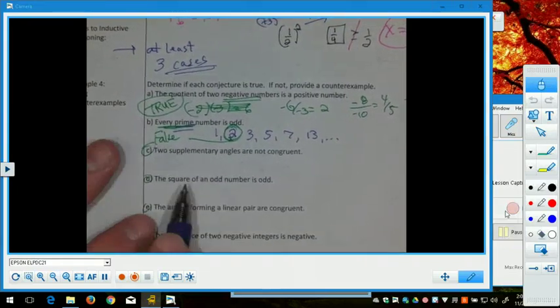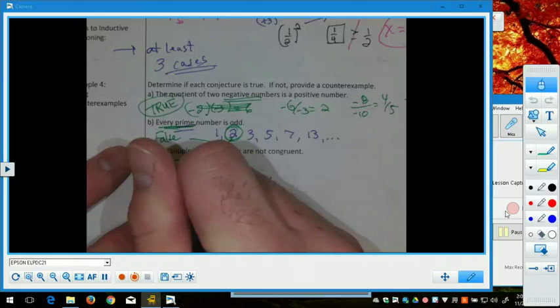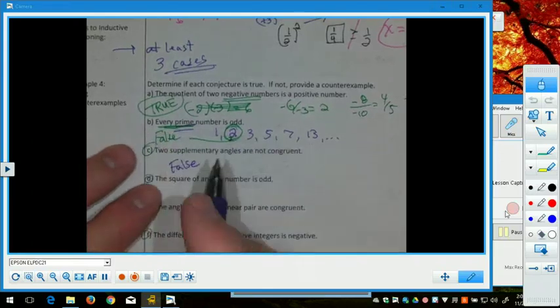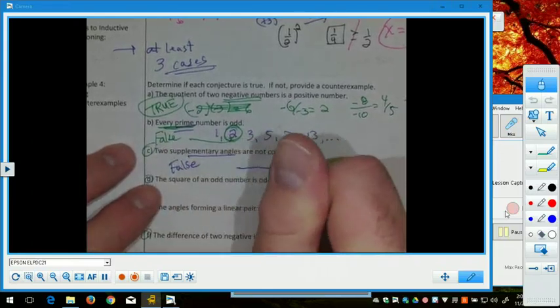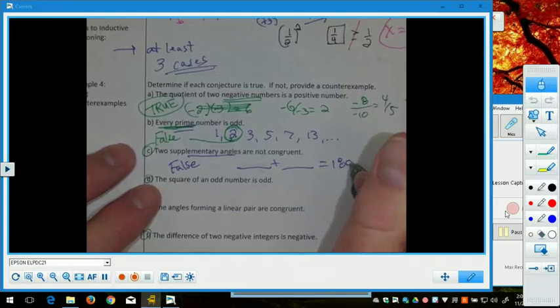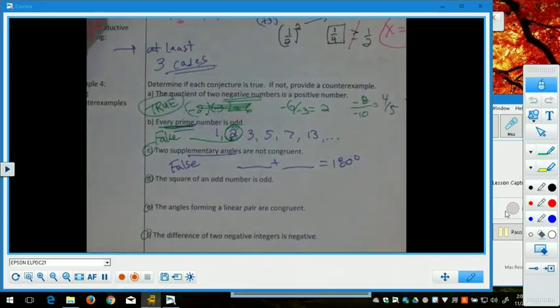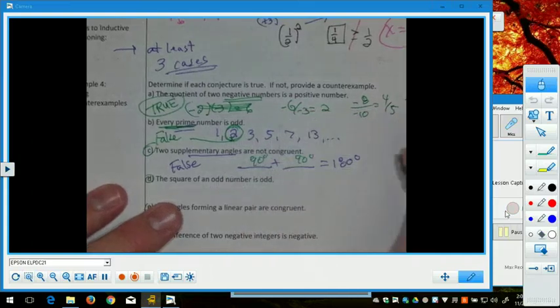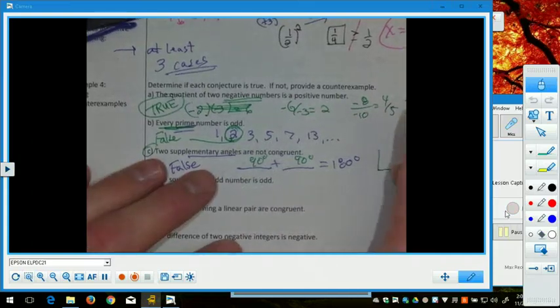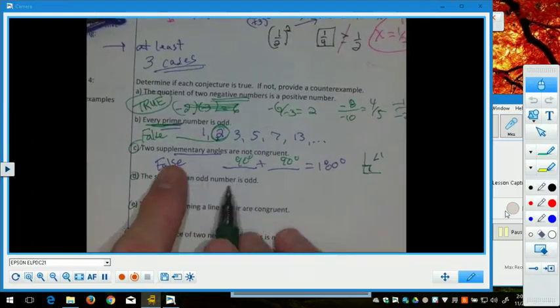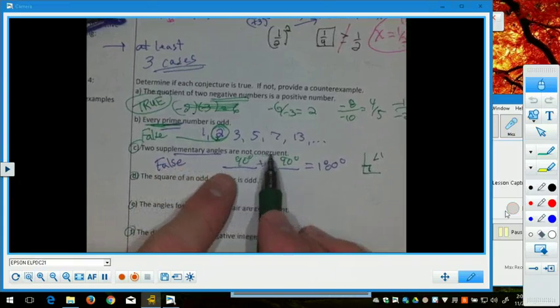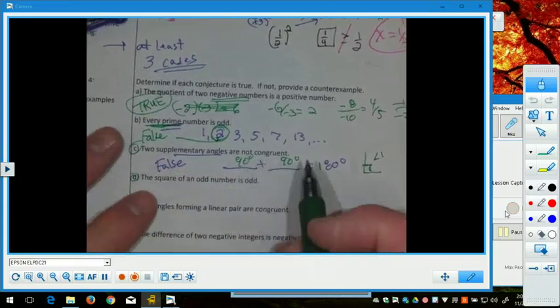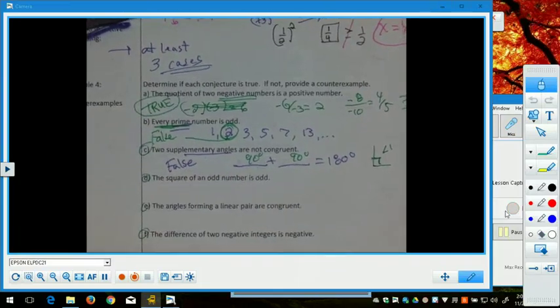All right, so hopefully you got these. Two supplementary angles are not congruent is false. Supplementary are 2 angles that add up to 180. But that doesn't mean that they can't be congruent. In fact, if you have 2 right angles, here's angle 1 and here's angle 2. I got 2 right angles, they're both 90 degrees. They're supplementary, but they are congruent. That's what makes it false, that they are congruent.